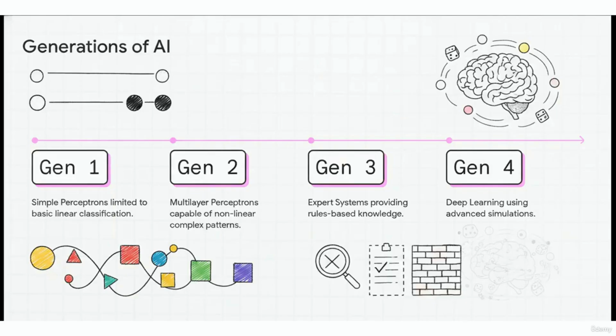These were rule-based and great at things like specific medical diagnoses, but they completely crashed into what we call the wall of common sense. They just totally lacked human intuition. Which brings us to Generation 4, modern deep learning. This is what powers systems like AlphaGo, using massive simulations to make intuitive leaps.